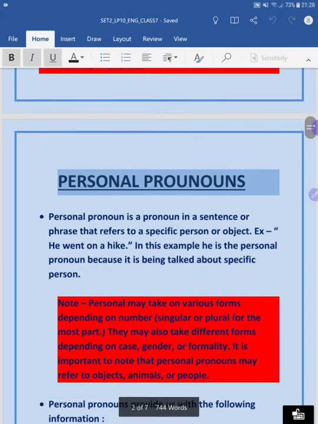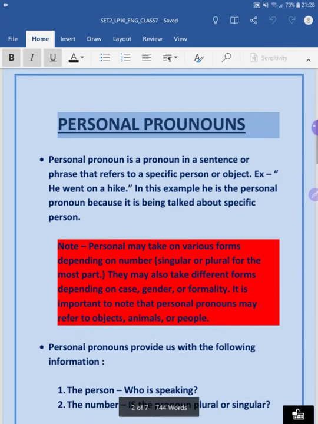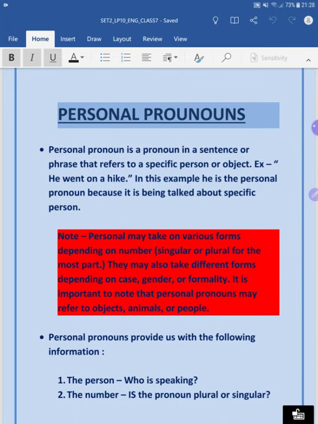What the definition of personal pronouns is: personal pronoun is a pronoun in a sentence or phrases that refers to a specific person or object. So a specific person or object could be anything. So let's take an example of that. He went on a hike. In this example, he is the personal pronoun because it is being talked about a specific person.